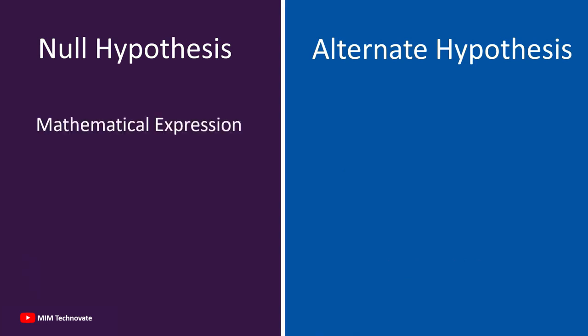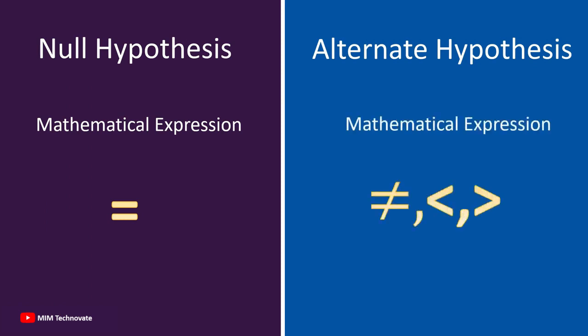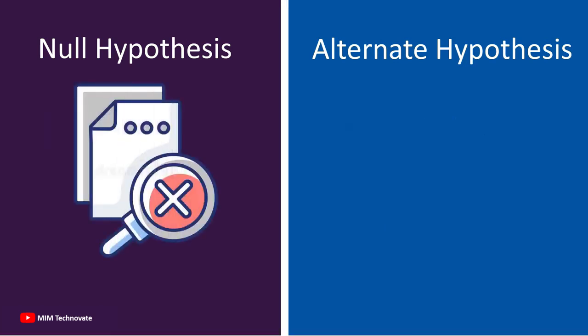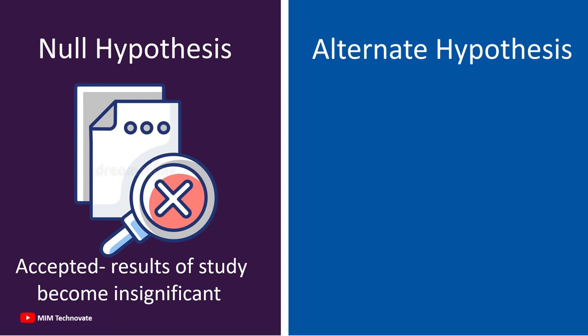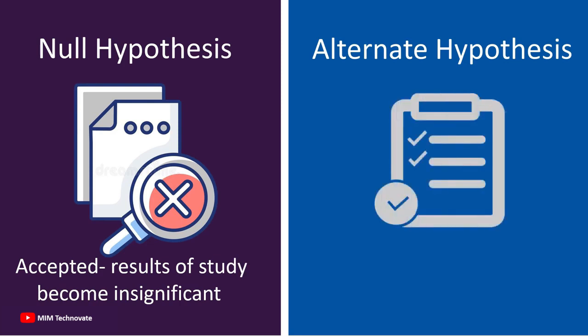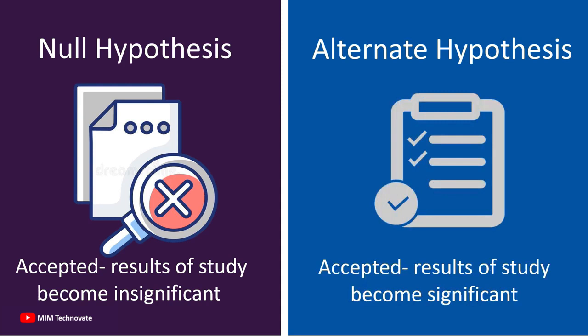In mathematical expression, null hypothesis is followed by an equals to sign. Alternate hypothesis is followed by a not equals to, less than or greater than sign. If the null hypothesis is accepted, the results of the study become insignificant, whereas if an alternate hypothesis is accepted, the results of the study become significant.